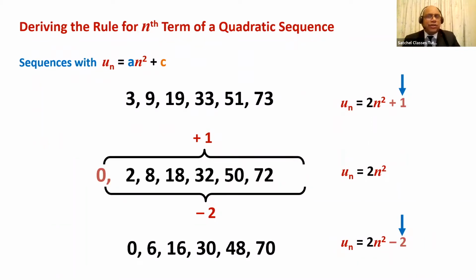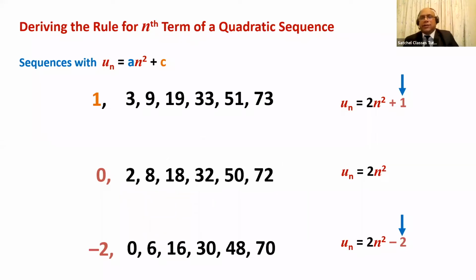Because if there was a 0th term, it would follow the rule 2 times 0 squared, right? How much is 0 squared? 0. 2 times that is 0. So the previous term would obviously be 0. Correct? And now if I were to add 1, what will the previous term to the sequence on top? It will be 1. And if I subtract 2, what will be the 0th term of the sequence at the bottom? It will be minus 2. And these are your constants. Remember, plus 1 goes in as plus 1 and minus 2 goes in as minus 2.